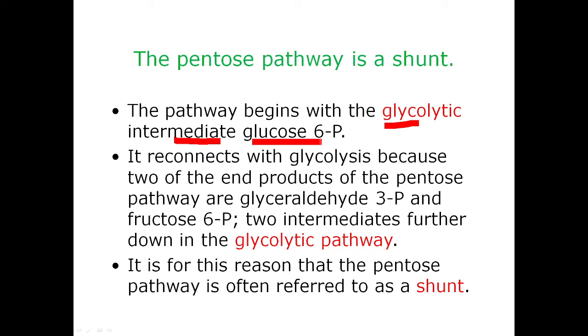Okay, so this pentose phosphate pathway connects with glycolysis also, because the end products of this pathway, glyceraldehyde 3-phosphate and fructose 6-phosphate, can be intermediates for the glycolytic pathway. It is for this reason that the pentose phosphate pathway is also called a shunt. So that is why it is also called a shunt.